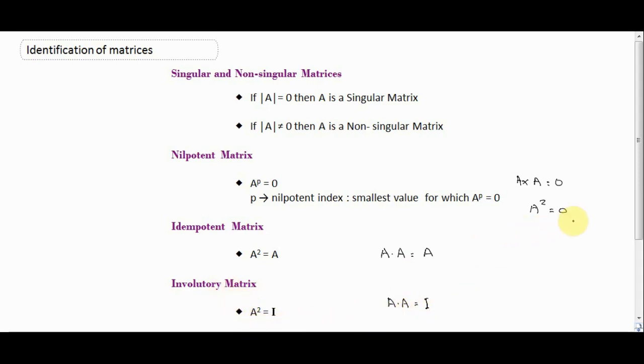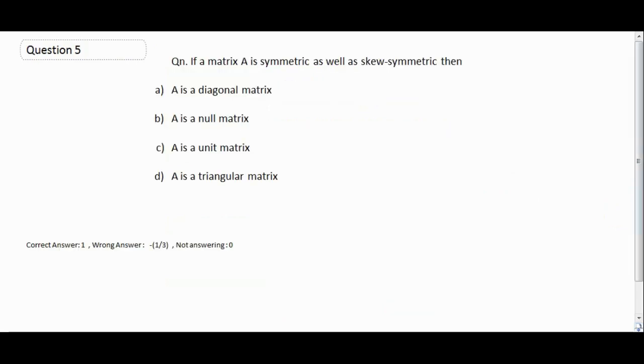Okay. Now let's see one question. Question number 5. If a matrix A is symmetric as well as skew symmetric, then option A says A is a diagonal matrix, Option B says A is a null matrix. Option C says A is a unit matrix. And option D says A is a triangular matrix. So please try to solve this by yourself. Please pause the video and try to solve this. Okay, now if you have the right answer, you may check your answer. Here the right answer is option B, A is a null matrix.